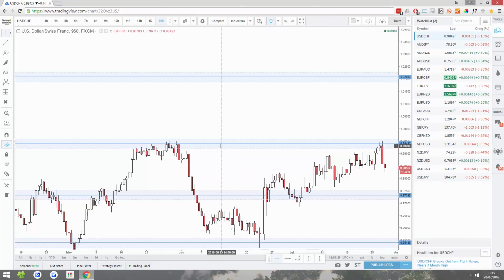You're looking at a USDCHF 16-hour chart. I know that's a weird time frame, but bear with me. In today's analysis, we're going to be going through most of the pairs on this list to the right here. And we're going to be looking at most of the time frames for these pairs.